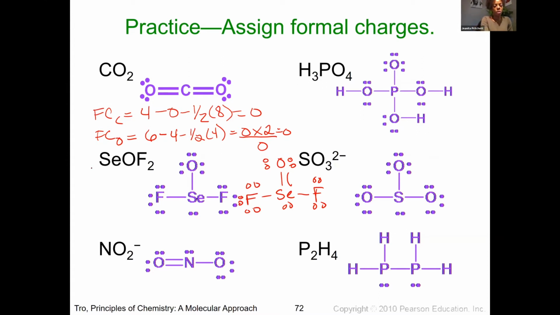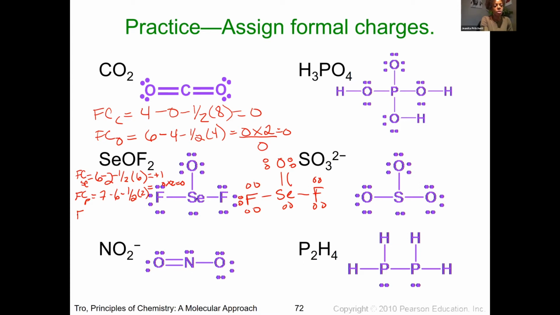And so let's start with the one on the left. So if we do a formal charge of selenium, that would be 6 for its valence electrons, minus 2 lone electrons that are on there, on just the selenium, minus half of the bonding electrons, or minus 6, and that gives us an answer of positive 1. For the fluorines, we would say 7 minus 6 minus half of 2, which would give us 0 times 2, still 0.